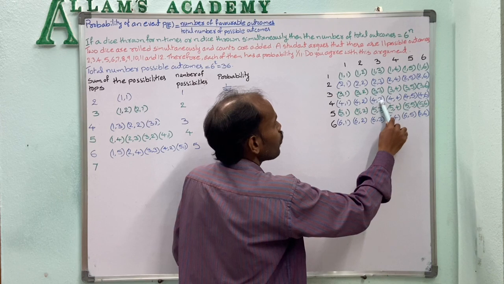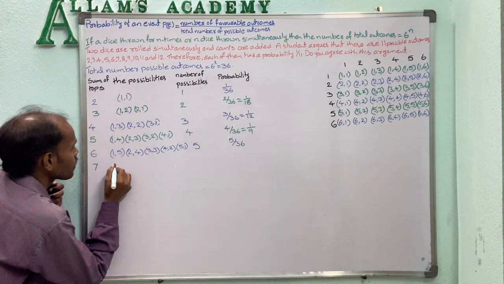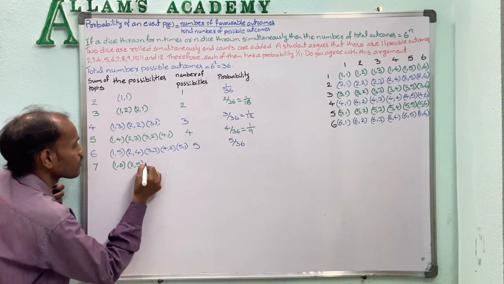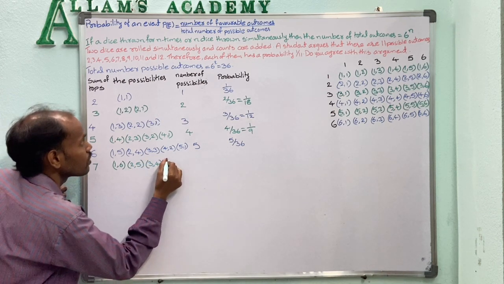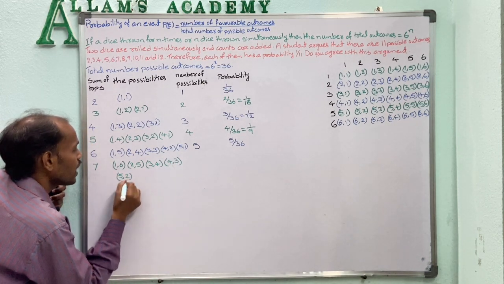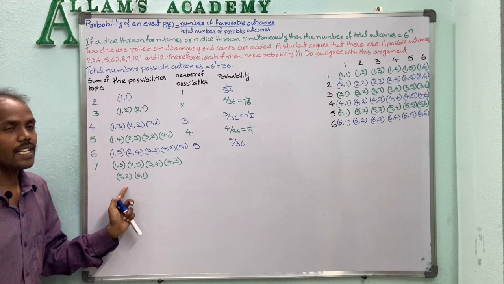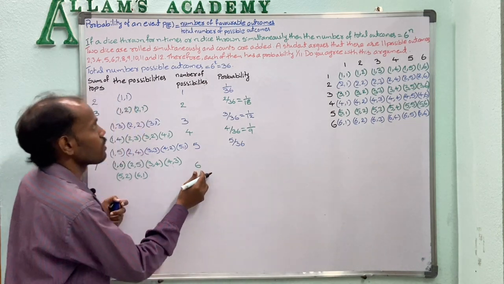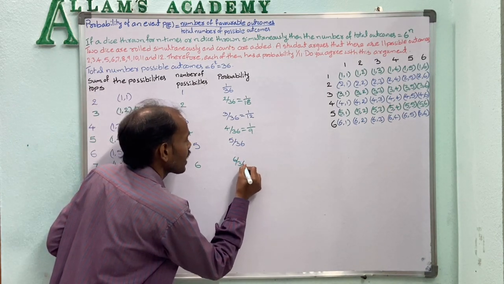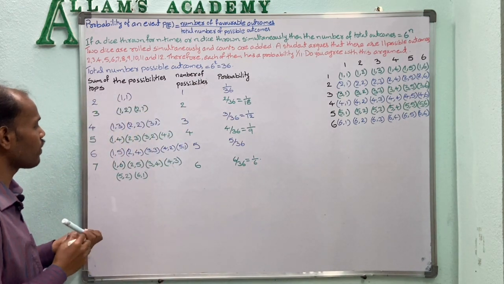Next, if the sum of the tops is 7, the outcomes are 1 6, 2 5, 3 4, 4 3, 5 2 and 6 1. How many are they in total? 6. So favorable outcomes are 6. So the probability is 6 by 36, that is nothing but 1 by 6.